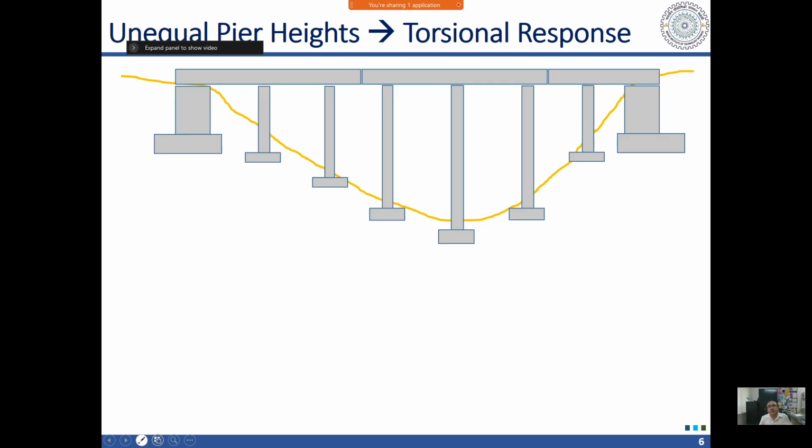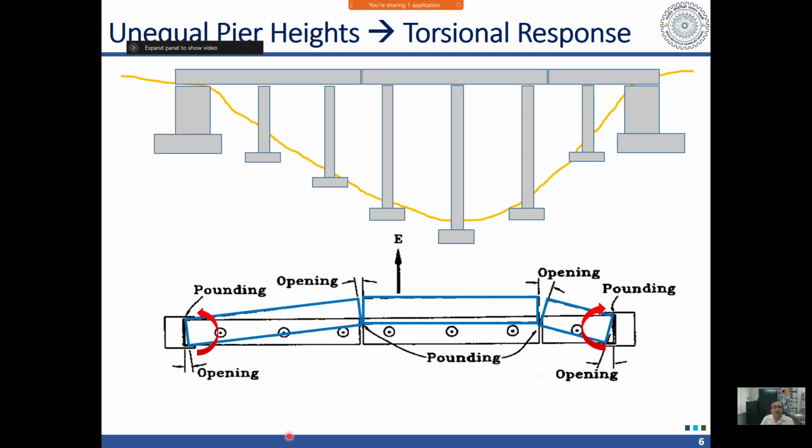Okay, another situation where we require this modeling of superstructure is when we have unequal pier heights. For example, in case of hilly terrains, when the bridge is constructed across a deep gorge, then the piers will be of different height, and when the piers are of different height, then the superstructure will undergo rotation, because this end of the superstructure is flexible, the other end is rigid, which is connected to the abutment.